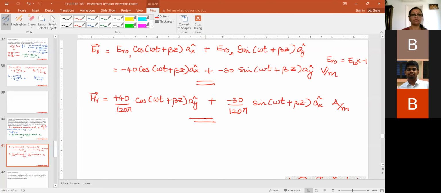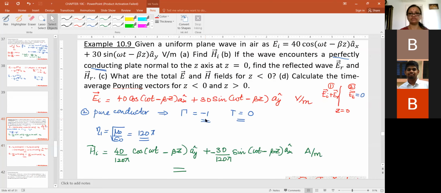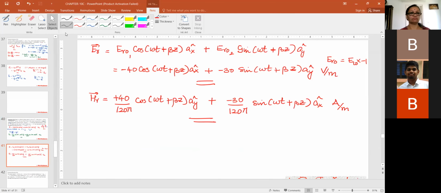Okay, next what do you do? Go back, tell me what is the next part of the problem. What is the total electric field and total magnetic field for the region 1? So how do you do that? I told you the total electric field. Total electric field is E incident plus E reflected. Okay, so just do this and see.